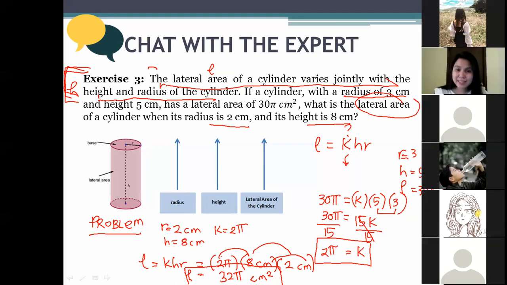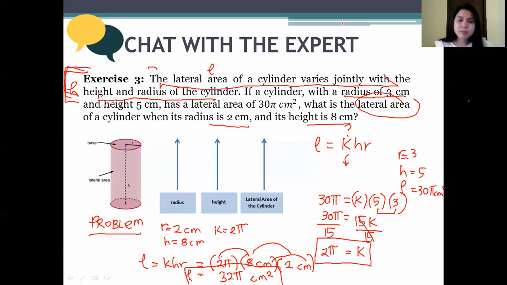Ma'am, yes, Ali. What if our given is a fraction or a decimal? Do we do the same way? Yes. For example, if in the problem it's a decimal, then your answer can be a decimal. If the given is a fraction, then you can have two options. You can write your answer in a fraction, or you can write your answer in decimal.